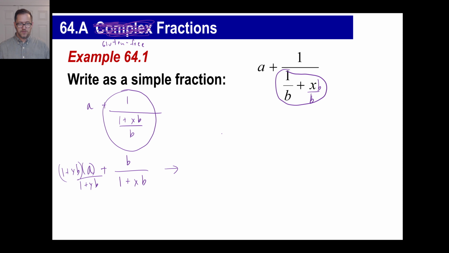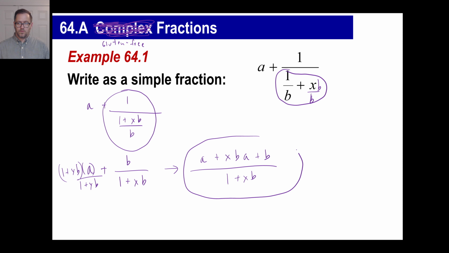And this turns into, I'll just go across here, 1 times a is a, and then xb times a is xba. Then I'll add my b, and I stick this all over 1 plus xb, and that is my answer. And if you want to make up a bunch of values for a, b, and x and see if they end up the same on this one and that one, you can check and see if you're right. Feel free. I won't be doing that anytime soon.